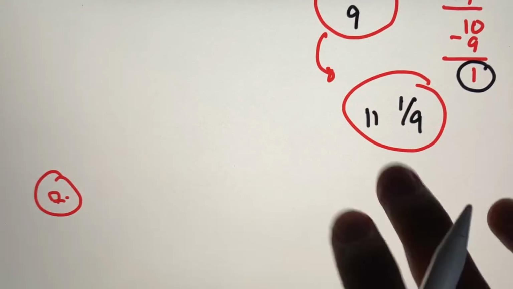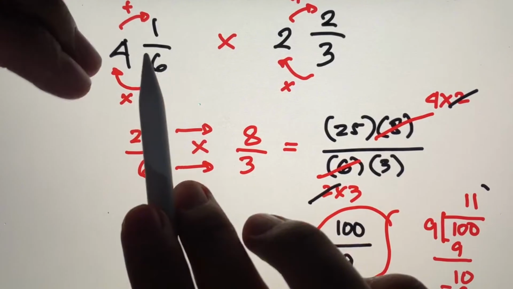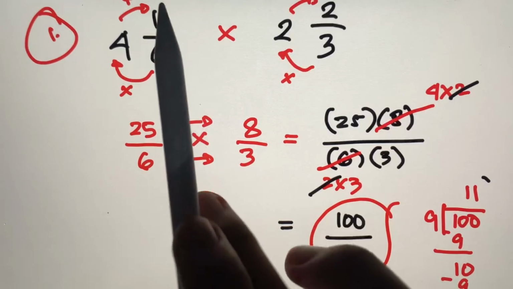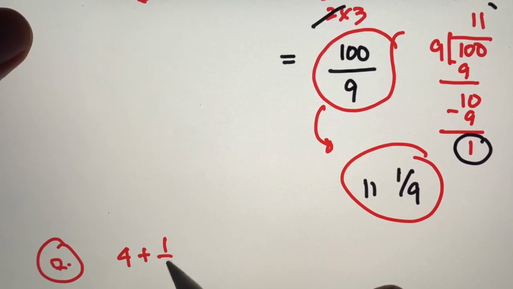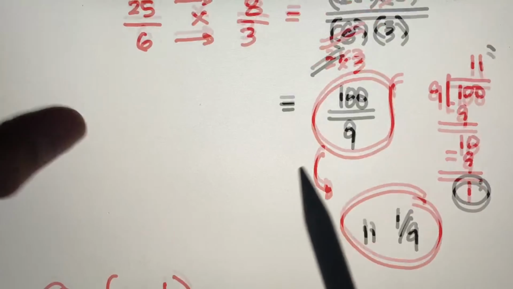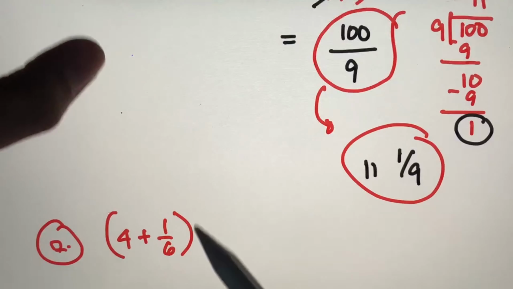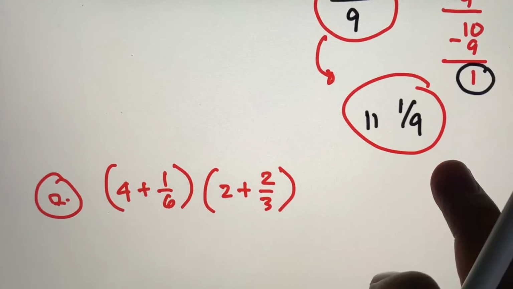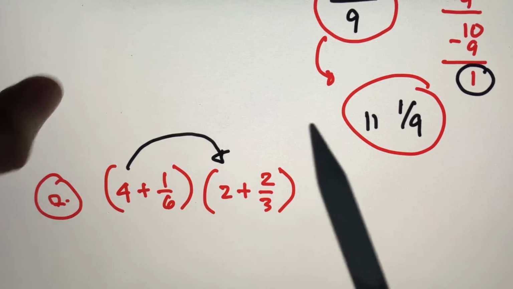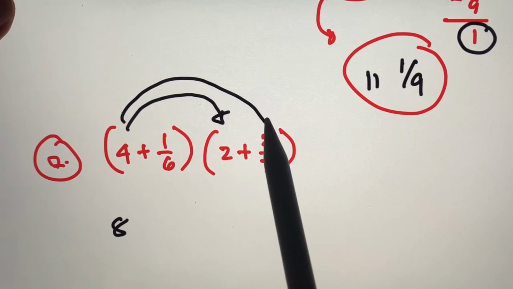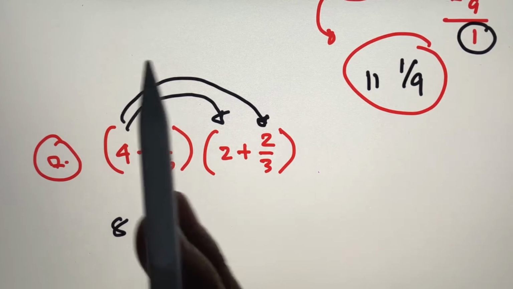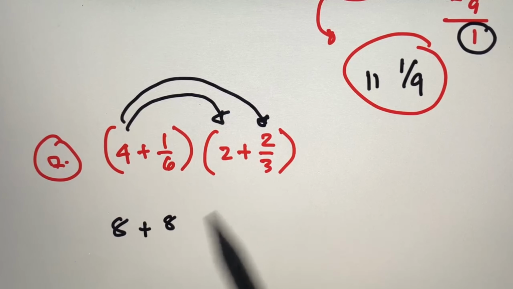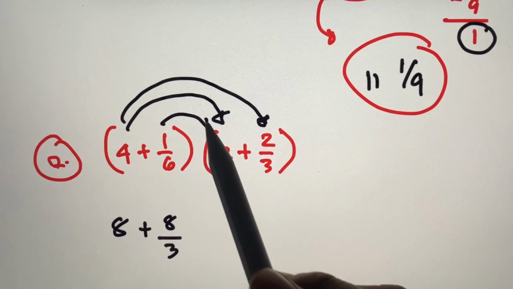The second step is what I'm going to do, which is to expand this form. Instead of 4 and 1/6, that would be just 4 plus 1 over 6. This is inside a parenthesis multiplied by 2 and 2/3, that would be 2 plus 2 over 3. The next thing is we're going to distribute 4 to 2 here, and that would be equal to 8. Distribute 4 to the other term of the other parenthesis, so that would be 4 times 2 over 3, that would be 8 over 3.